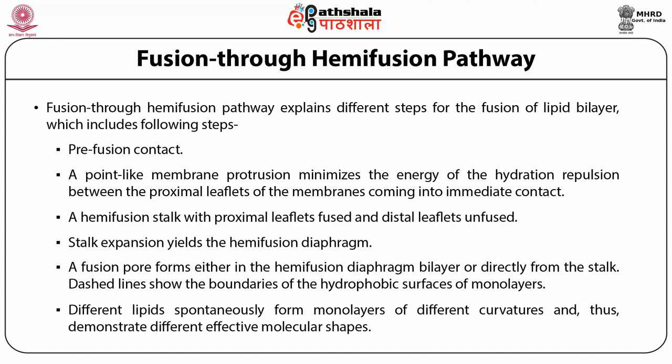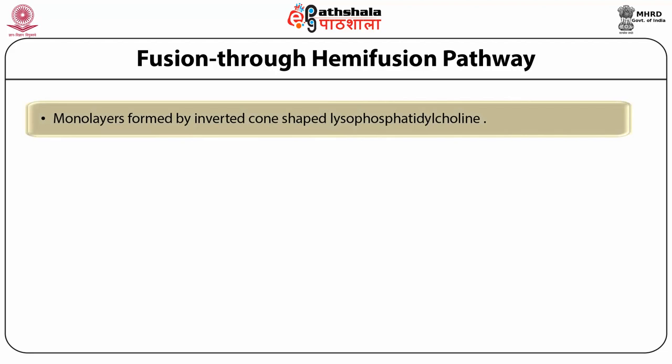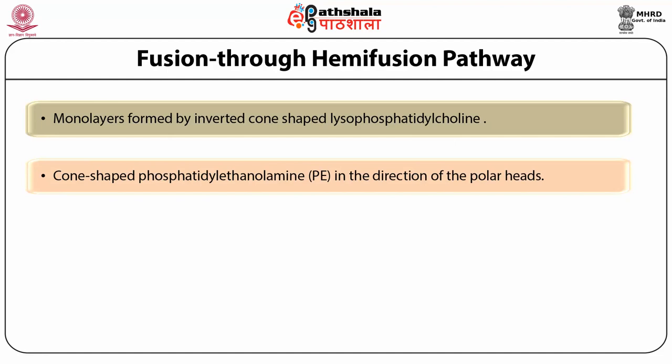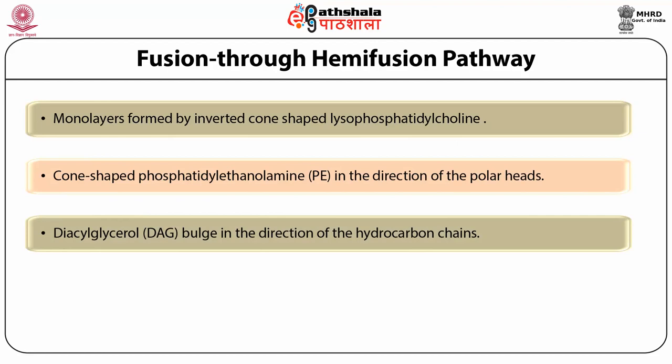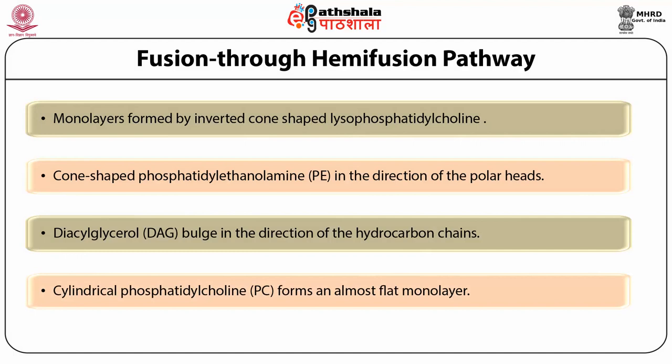For example, a monolayer is usually formed by inverted cone-shaped lysophosphatidylcholine. Cone-shaped phosphatidylethanolamine bulges in the direction of the polar head. Diacylglycerol bulges in the direction of the hydrocarbon chain. The cylindrical phosphatidylcholine forms an almost flat monolayer.